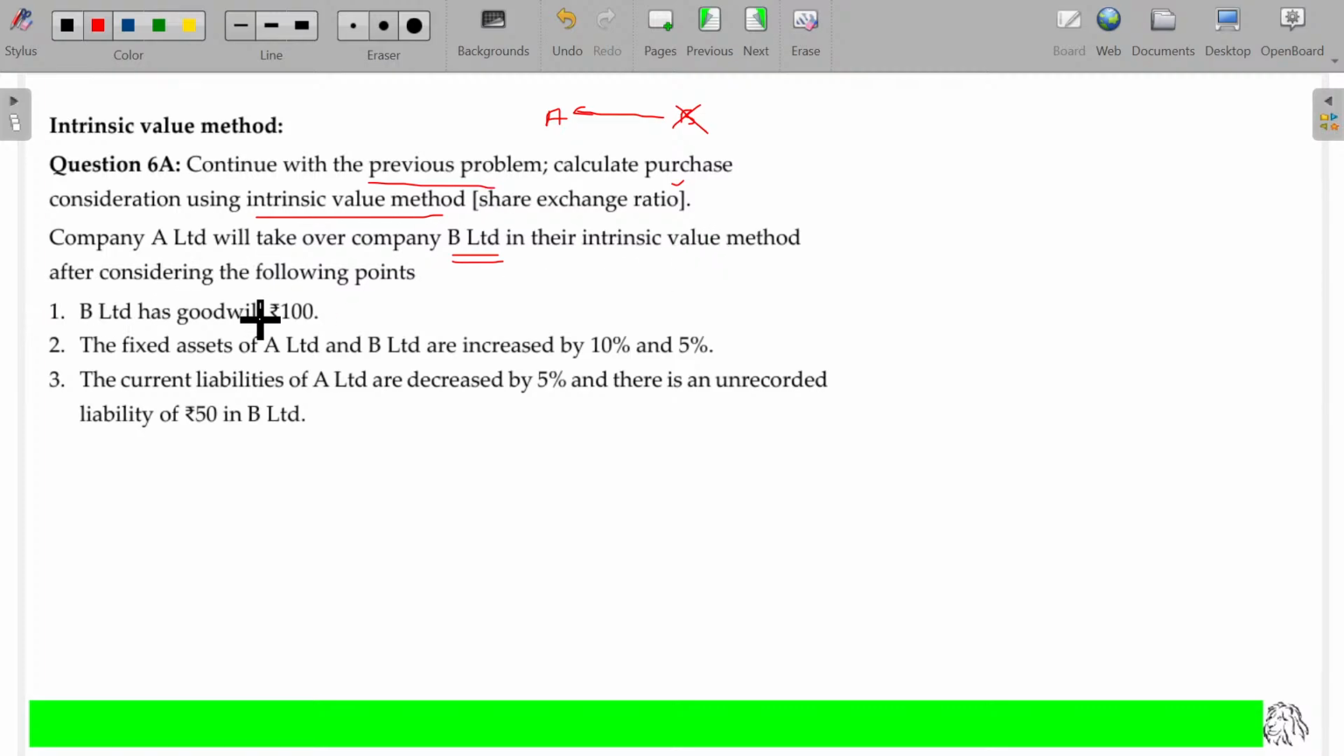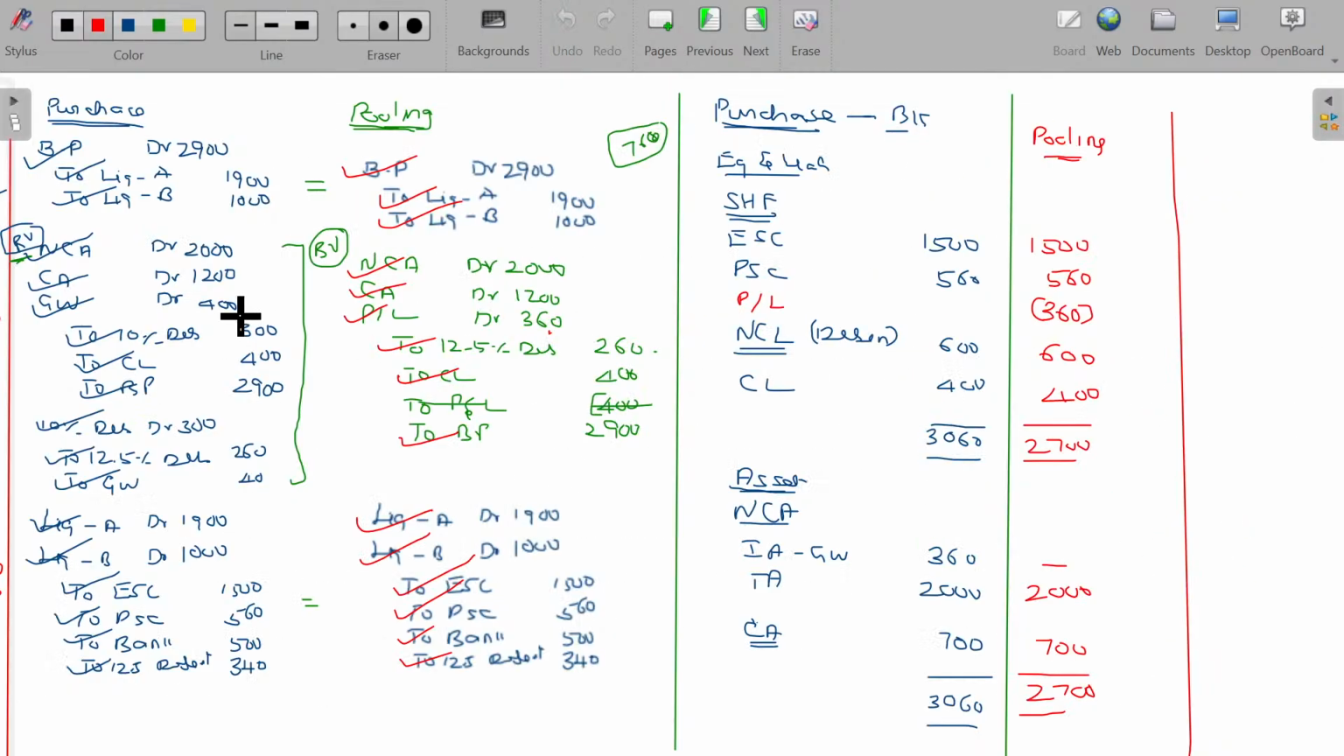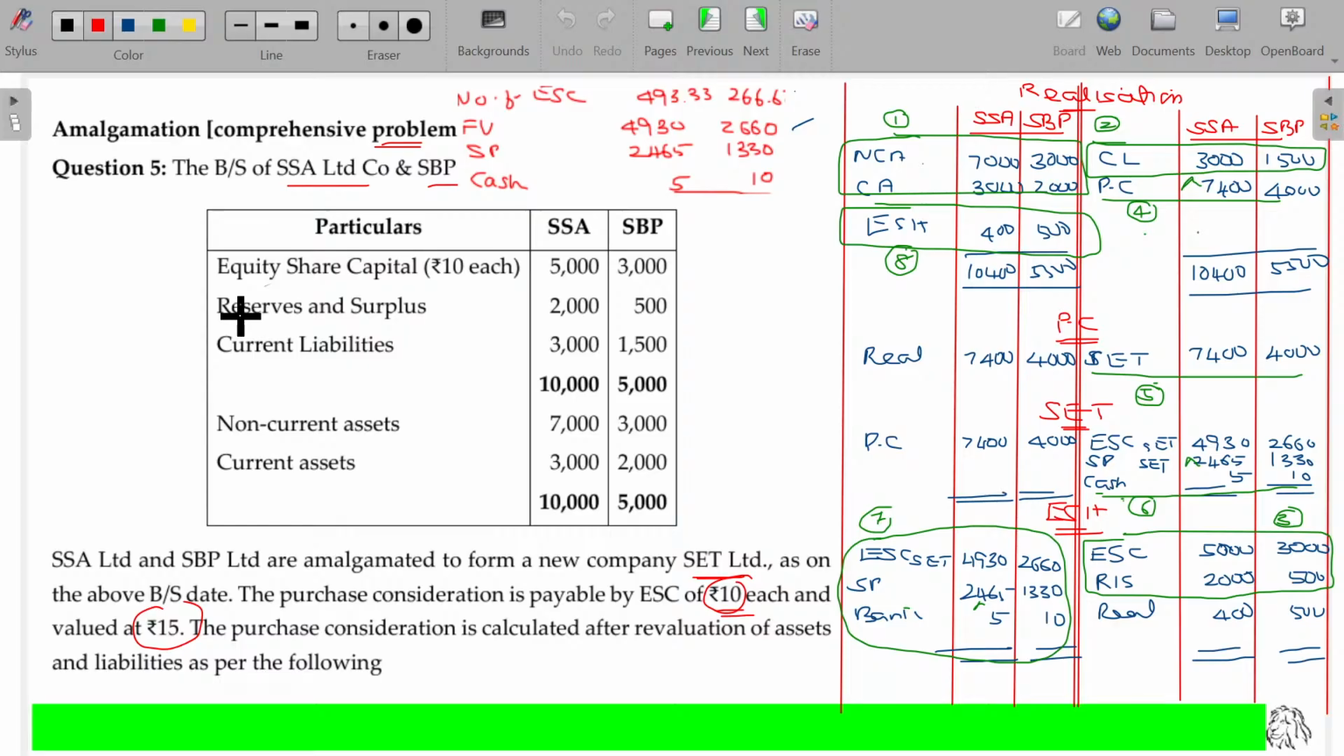Now for intrinsic value you need to find out the net assets worth. Okay. So we'll start with this balance sheet.